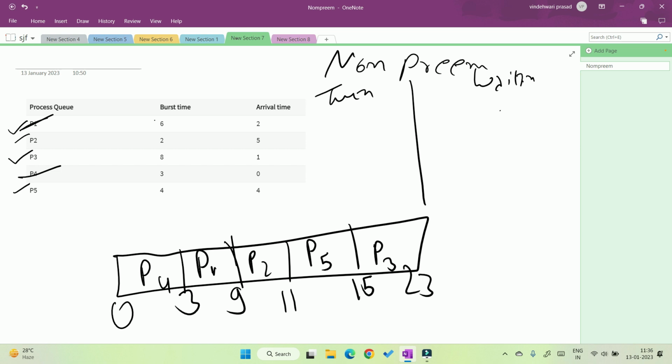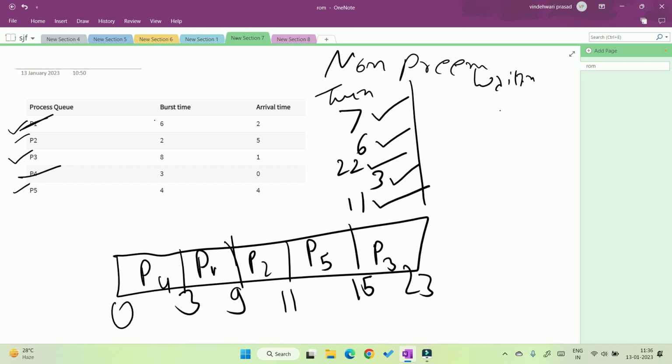Turnaround time of this is 7, this is 6, this is 22, now 3 and 11. Turnaround time of P1 is 7, turnaround time of P2 is 6, turnaround time of P3 is 22, turnaround time of P4 is 3, turnaround time of P5 is 11. I hope you understand how we find the turnaround time.